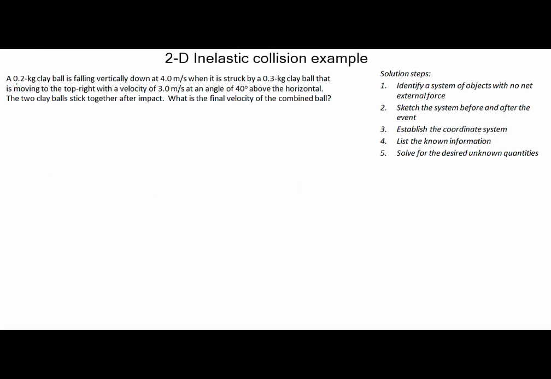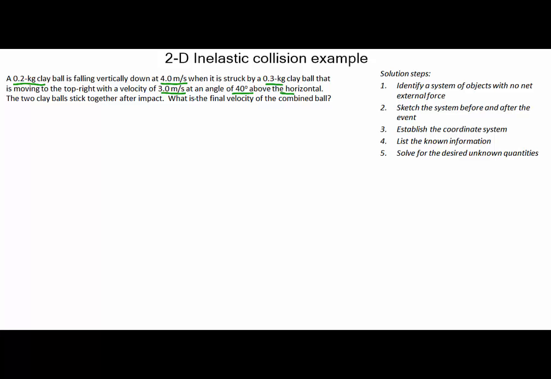So here's our question for today. It says that a 0.2 kilogram clay ball is falling vertically down at 4 meters per second when it is struck by a 0.3 kilogram clay ball that is moving to the top right with a velocity of 3 meters per second at an angle of 40 degrees above the horizontal. So I've been given the masses of the two clay balls and their initial velocities. It further tells us that the two clay balls stick together after the impact, and it asks us what is the final velocity of the combined ball.